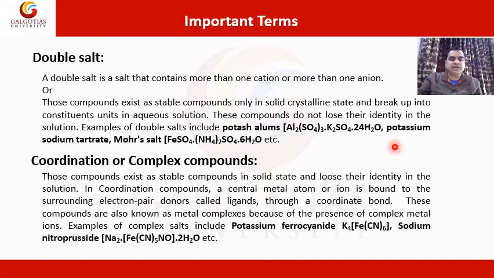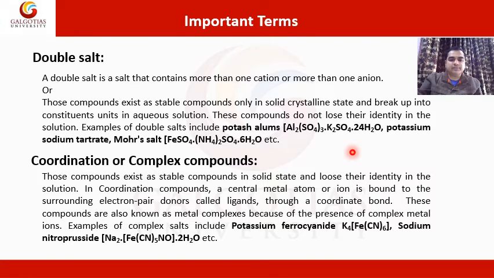Or we can say that those compounds which exist as stable compounds only in the solid crystalline state, and when dissolved in aqueous solution, dissociate into their individual ions, are referred to as double salts. These compounds do not lose their identity when we dissolve them in aqueous solution. That means they will give their individual ions when dissolved in aqueous solution.